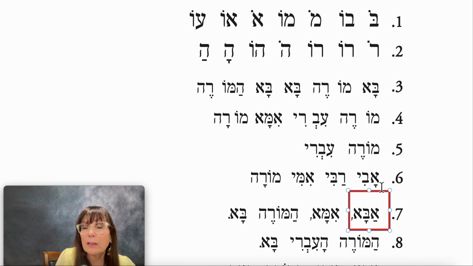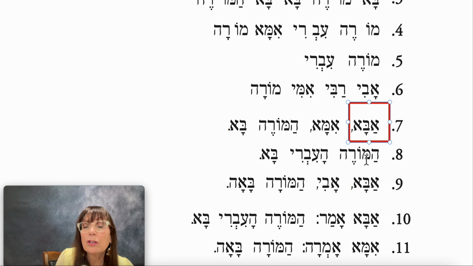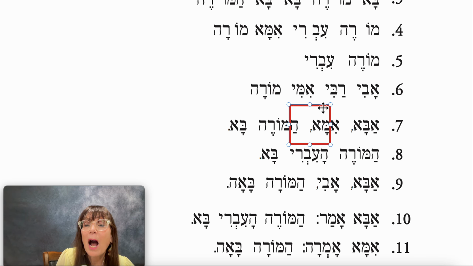So I love this book because it does have comprehension along the way, which I think makes learning Hebrew so much more fun. So sentence 7 is ima. Then we have ha, mo.